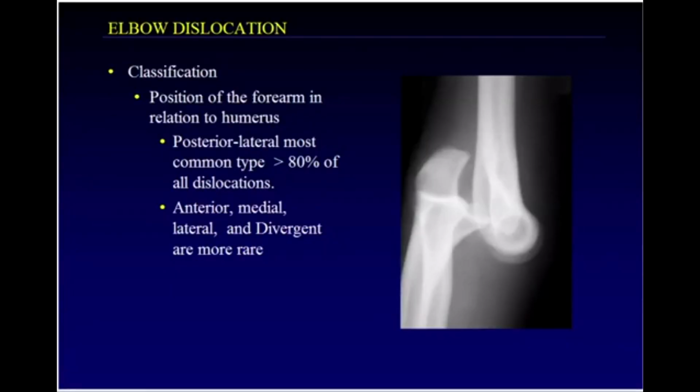Now, moving on to elbow dislocations, you define them relative to the position of the forearm relative to the humerus. So this would, of course, be a posterior dislocation. The posterolateral is the most common type and represents greater than 80% of all elbow dislocations. The other types that are indicated are less common.